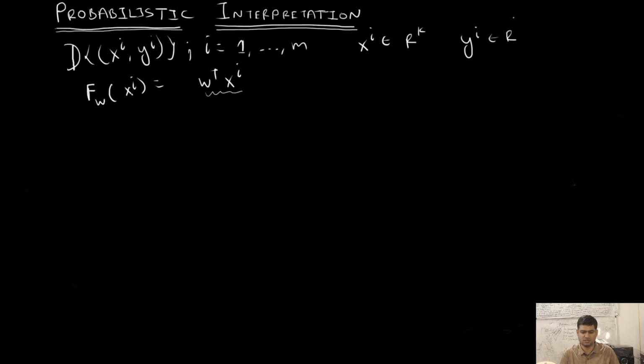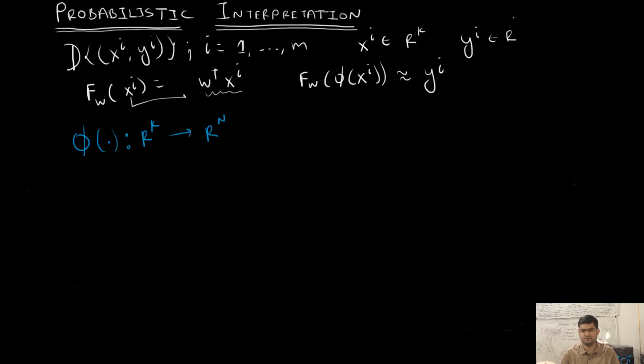Instead of mapping the function from x to y, we instead map it from some feature function to y. And we discussed that this phi is a feature function or a basis function that takes an input and maps it to some n-dimensional real space. So phi is a mapping from a k-dimensional real vector to an n-dimensional real vector, right? And W is an n-dimensional real vector, right?